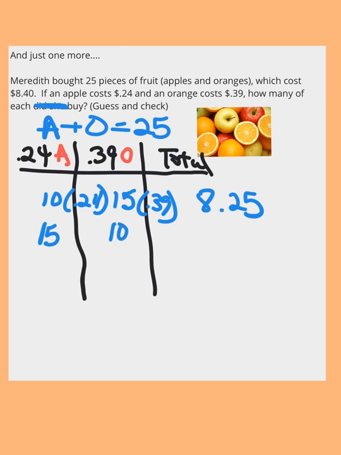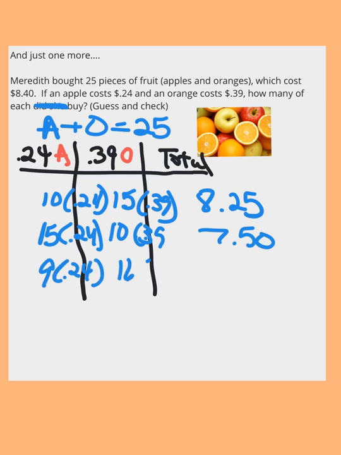If I went 15 apples, I'm going to take a look at 15 times 0.24. That's 360 plus the 390. That gives me 750. That's too low, so I might need to go back to the arrangement I had earlier. Let me try maybe 9 apples and 16 oranges and see where that gets me.